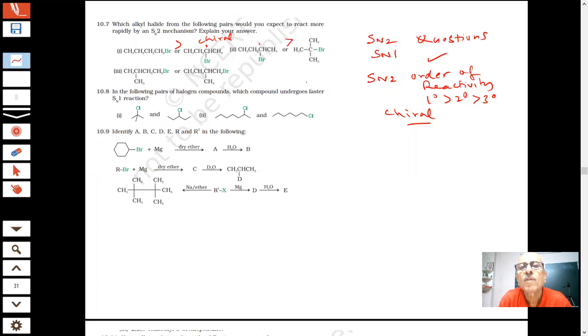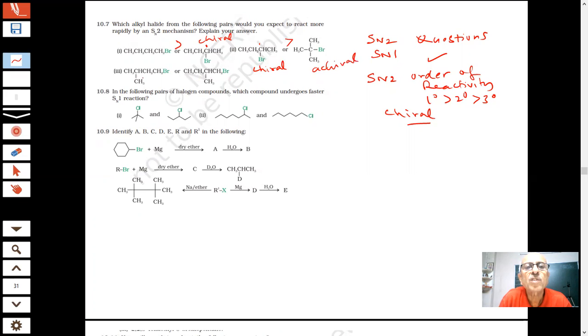Which is chiral? The second is achiral, the first is chiral. This is chiral. This is achiral. Therefore, questions can be put in any way.